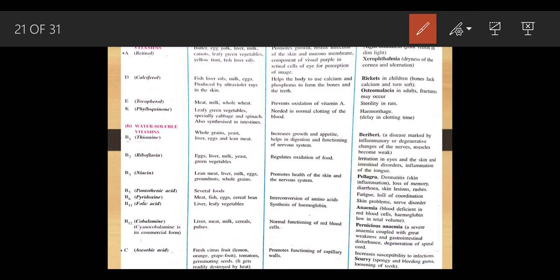Now we are going to move to the next, that is vitamin B12. Vitamin B12 is called cobalamin.